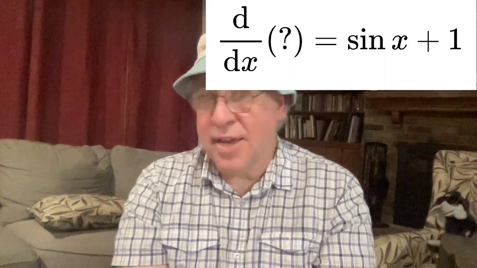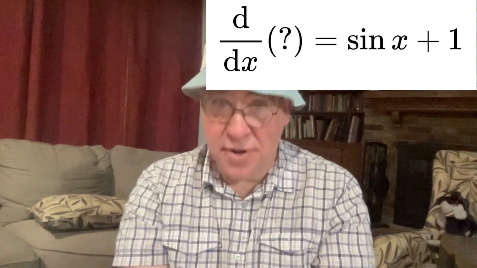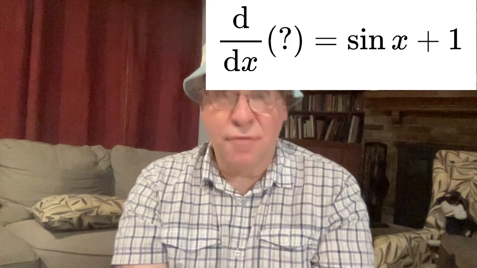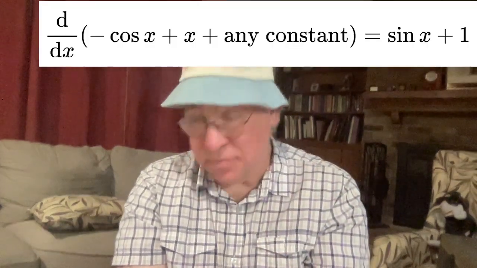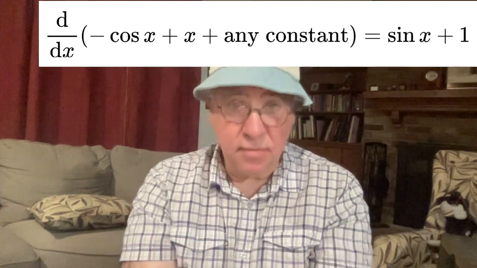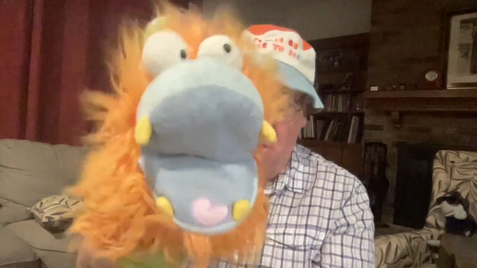Well, I know the derivative of negative cosine of x is positive sine of x. The derivative of x is 1. So I have negative cosine of x plus some constant, because for any constant you put in there, the derivative is 0. So that'll work.